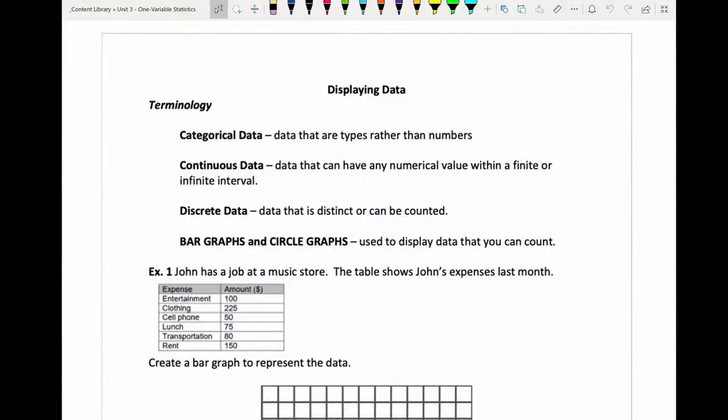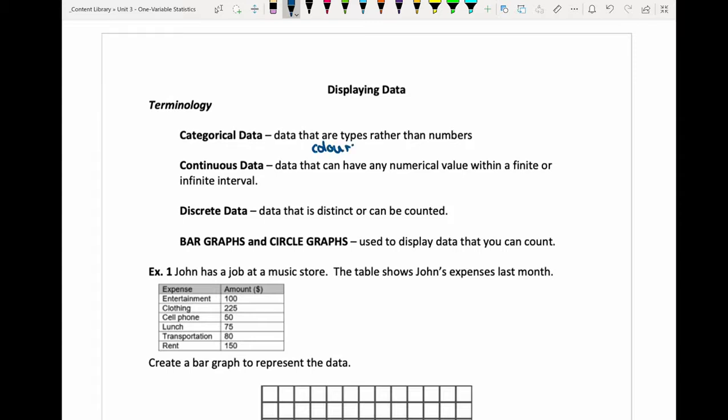In today's note, we are going to look at displaying data. There's just some terminology we want to get into because the type of data we look at will determine how we want to display it. One type of data is categorical data, and this is data that are types rather than numbers. An example for something like this might be your favorite color.